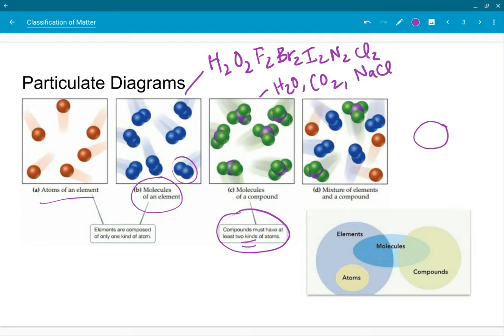Now, mixtures of elements and a compound. So here's just showing how we can mishmash everything together in one picture, and that makes a mixture. So I put in here something kind of like a Venn diagram to show the difference of elements, molecules, and compounds and atoms and how they relate. And so I think this can help with understanding the differences between them.